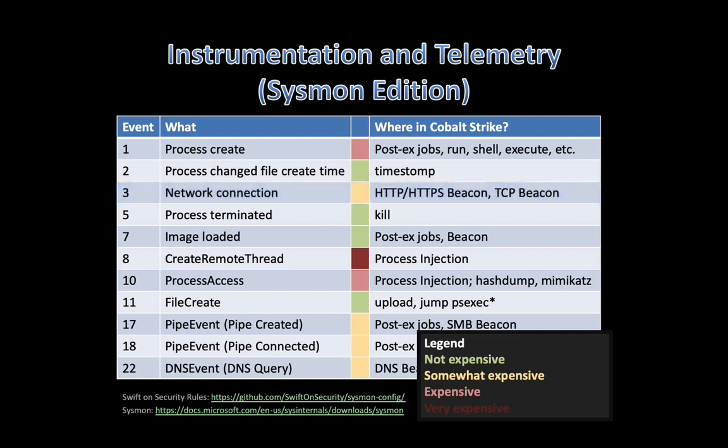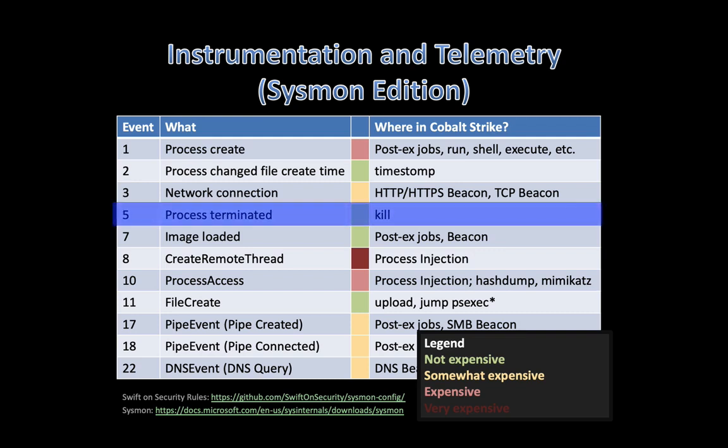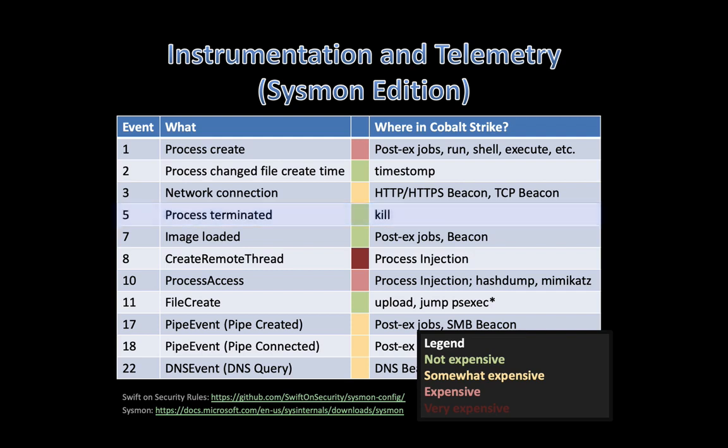What about not expensive? I have certainly called out some things as being not expensive. A good example is Event 5, process terminated. That is the kill command in Beacon, but processes get terminated for all kinds of reasons. So I wouldn't consider that a major concern as a detection event.